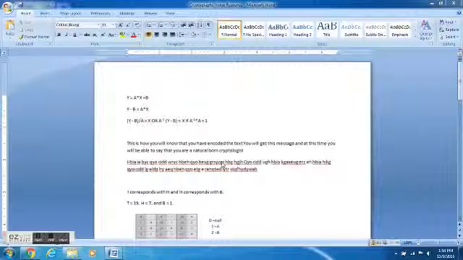As we start, affine ciphers are ciphers that take the form of the equation y equals a times x plus b, where a and b are the keys that you want to solve for. Y is the coded message, and x is the plain text message.